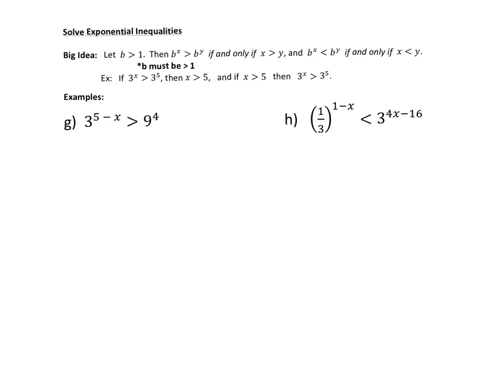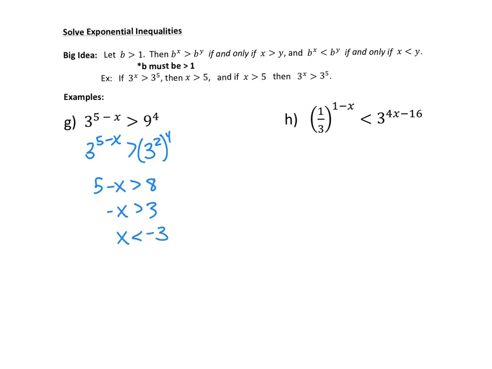In our first example, we have 3 as our base on the left and 9 as our base on the right. So you guessed it, let's write 9 as 3 squared. That leaves us with 3 to the 5 minus x is greater than 3 squared to the 4th. So our exponent, 5 minus x, must be greater than our exponent 8. When I solve this, I have negative x is greater than 3, so x must be less than negative 3.